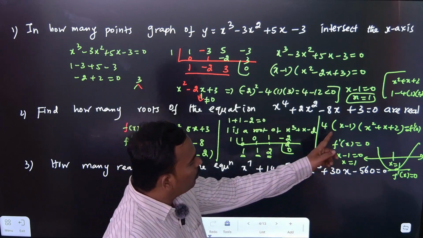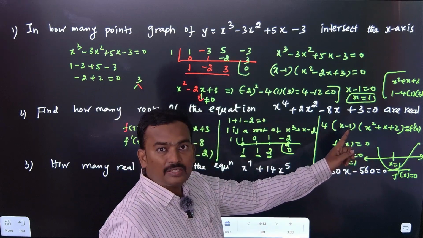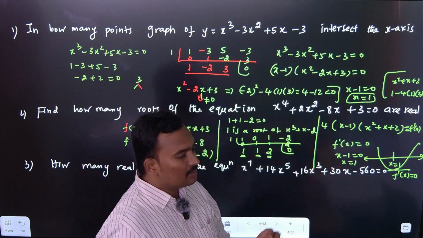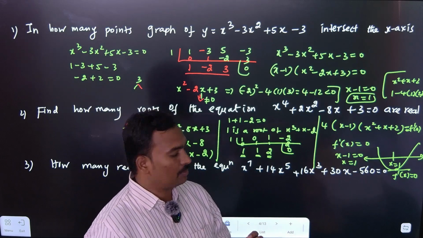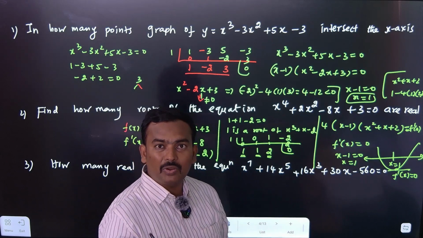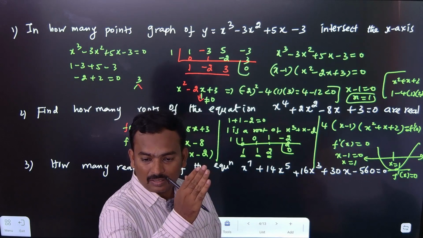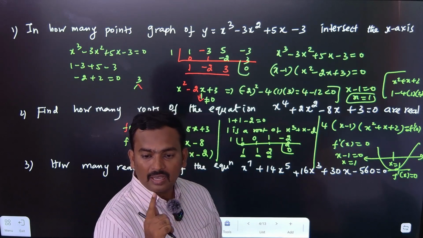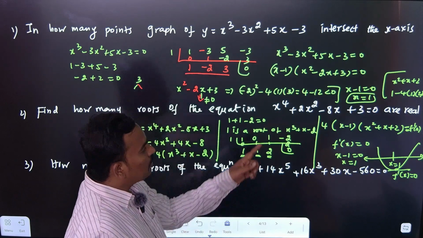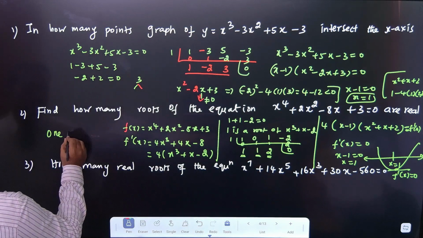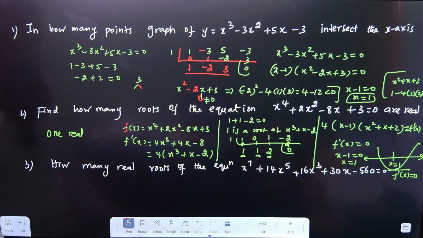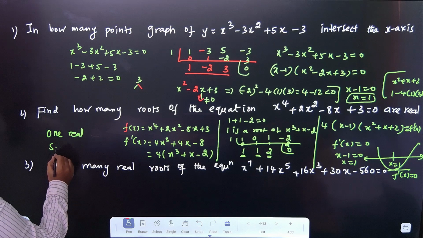If I take more than 1, let us take 2. You can substitute in the whole expression, and f dash of x is greater than 0. Therefore, only one turning point is there. That means the graph is crossing the x-axis at exactly 1 point. Therefore, the number of real solutions of the equation is 1. One real solution is possible. Okay, fine.